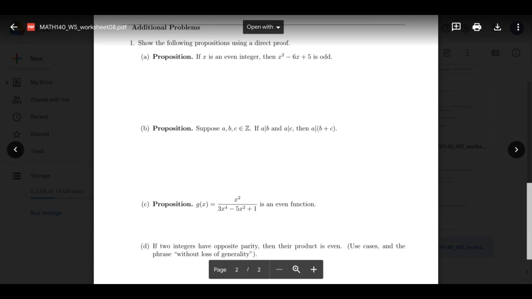Okay. Can anyone prove 1b? If a, b, c are integers, a divides b, and a divides c, then a divides b plus c. I subtract 1 from 5 and add the 1 outside in order to divide it evenly.